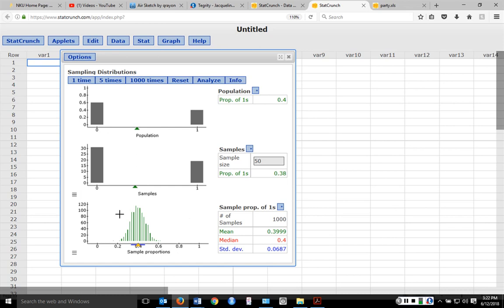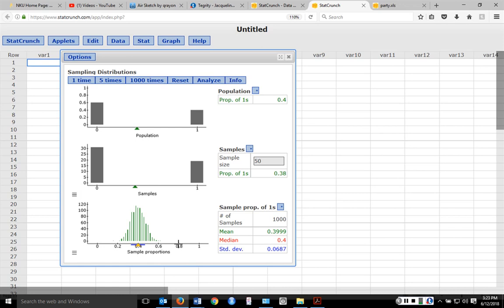So for example, if I was looking at this, if I sample 50 beads, would it be very likely for me to get a sample proportion of 80% black beads? Well, 80% is here, right? That never happened in the 1,000 times that I did it here. So that would be very, very unlikely to happen.